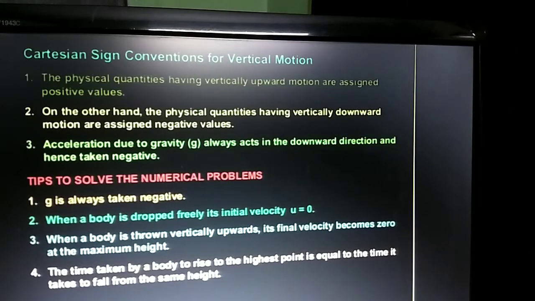And as we go to higher altitudes, the acceleration due to gravity decreases. In the same way, as we go deep inside the surface of the earth, acceleration due to gravity also decreases. The value of g on the surface of the earth is 9.8 meters per second square.